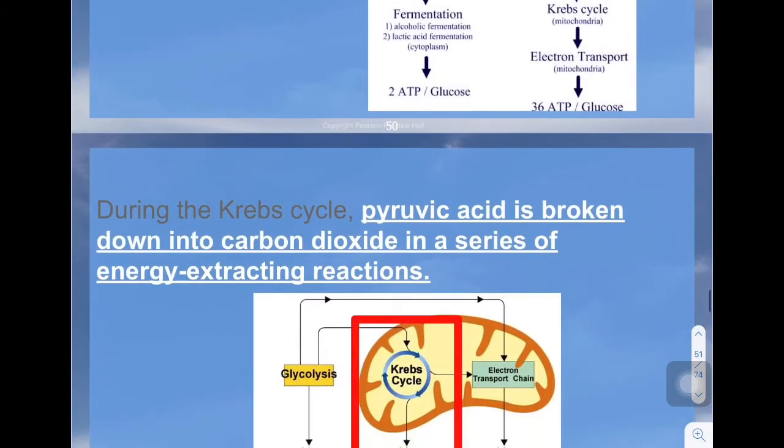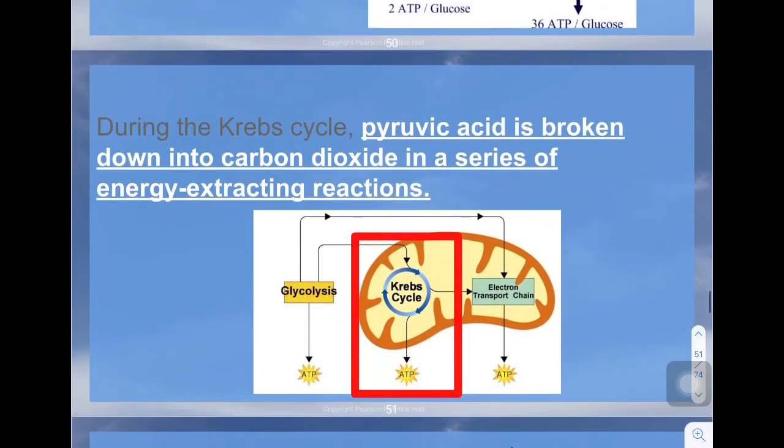So during the Krebs cycle, pyruvic acid is broken down into carbon dioxide in a series of energy extracting reactions. See that word, energy, the whole point of this. So the pyruvic acid that came over from glycolysis is what is going to be broken down in order to extract energy. And carbon dioxide is the main product of this besides the energy, and that is what we are going to exhale as a waste product of our cells, is carbon dioxide.